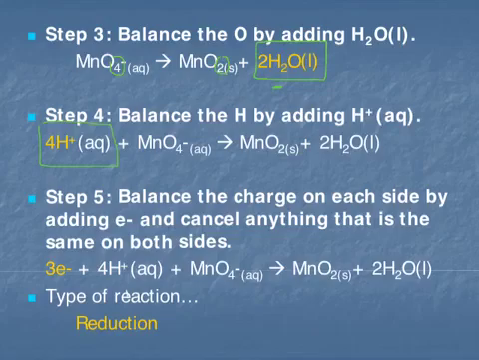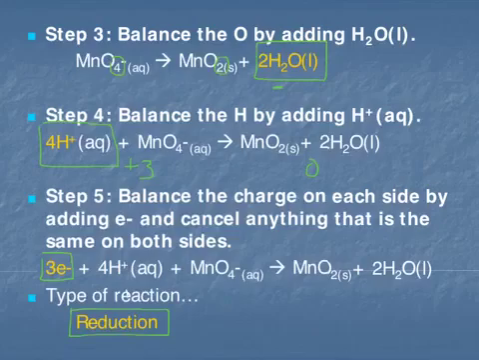Next thing we're going to do is balance out the charges. We have positive 3 on the left and a 0 on the right. So therefore we're going to add 3 electrons on the left to balance out the charges. Because we're adding electrons to our reaction side, this is a reduction half reaction.